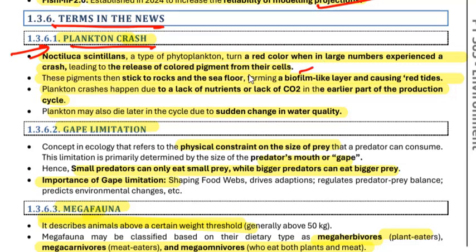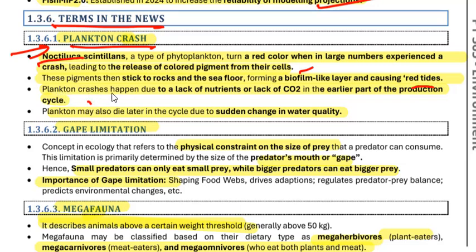Understood? It means cells of the planktons crash, which releases some colored pigments. Noctiluca means a substance which is bioluminescent, which shines or glows in the dark. These pigments then stick to the rock and the sea floor, forming a biofilm-like layer and causing red tides, which is not a good thing.